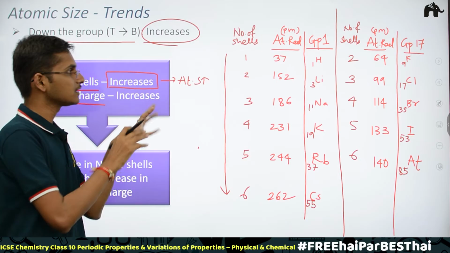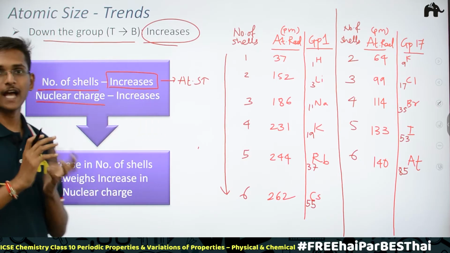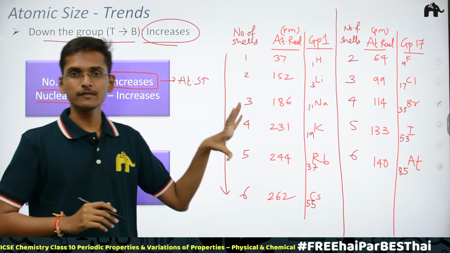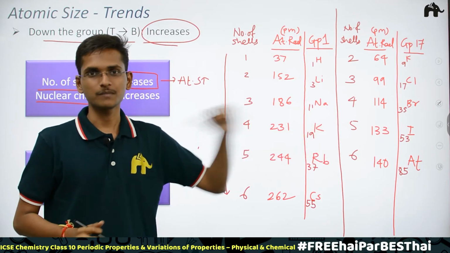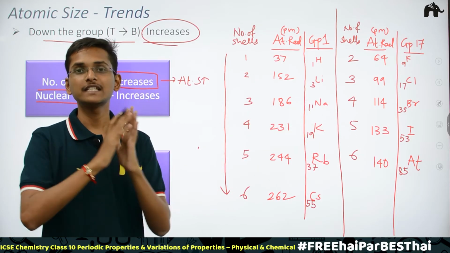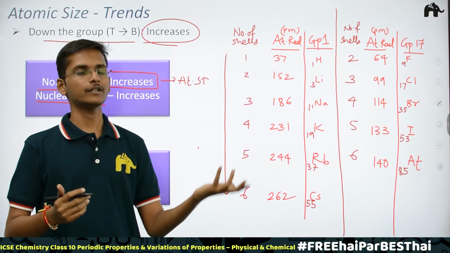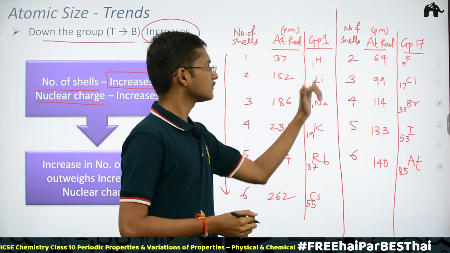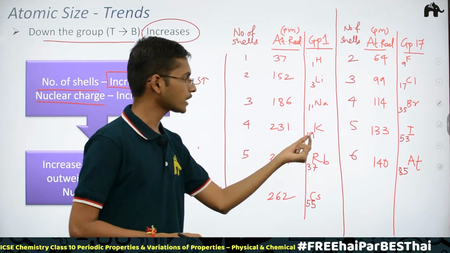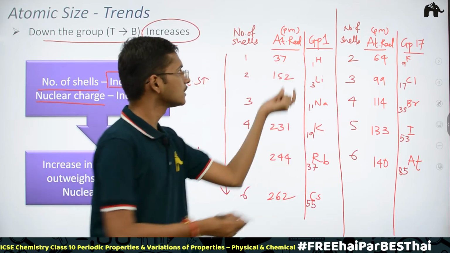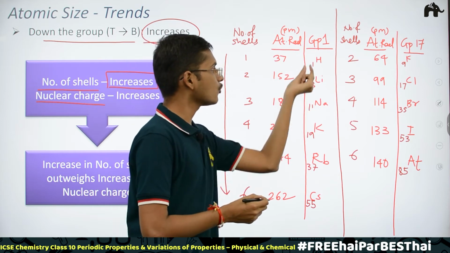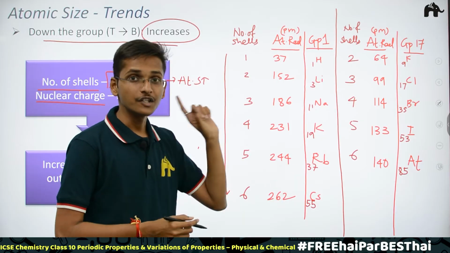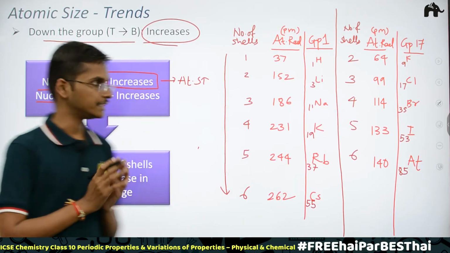Now let's see the second factor, nuclear charge. What is happening with the nuclear charge when we are moving down the group? What I told you is that we will correlate nuclear charge with the atomic number for simplicity, right? So when we find an increase in the atomic number, we figure out that yes, the nuclear charge is also increasing. Here, when we move from hydrogen to lithium, sodium, potassium, rubidium, cesium in group 1, the atomic number is also increasing: 1, 3, 11, 19, 37, 55. So this means that nuclear charge is also increasing.